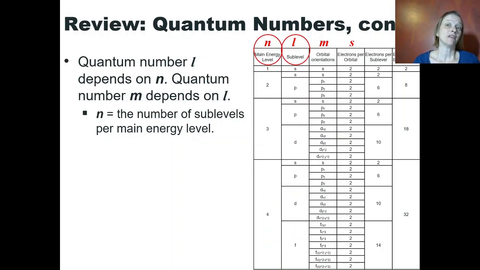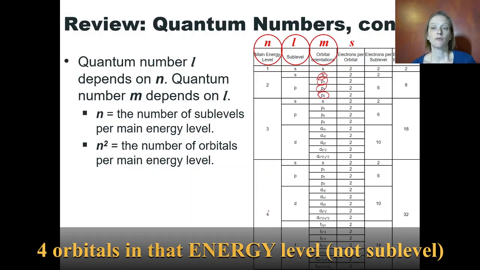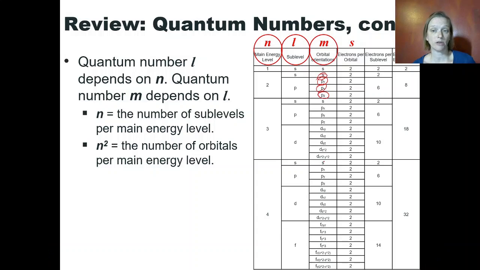The main energy level, N, actually tells us the number of sublevels that you can have per main energy level. And N squared tells us the number of orbitals you can have per main energy level. So for instance, 2 squared is 4, and notice we can have 1, 2, 3, 4 orbitals in that level. 4 squared is 16, and if we count, we should have 16 orbitals. 1, 2, 3, 4, 5, 6, 7, 8, 9, 10, 11, 12, 13, 14, 15, 16. So you can predict how many different orbitals you have at different levels.